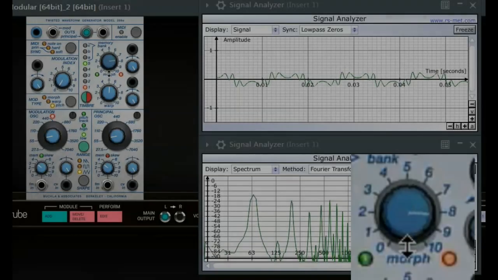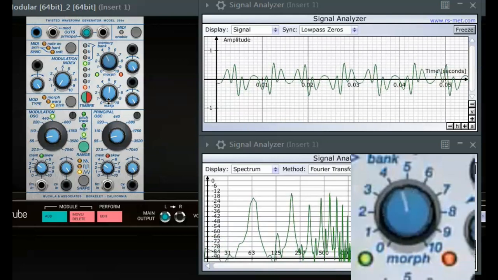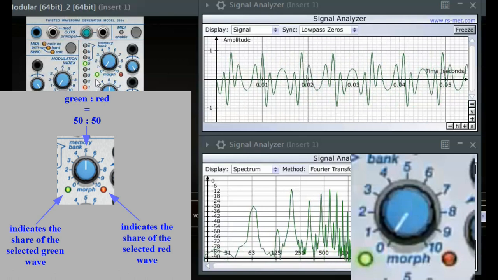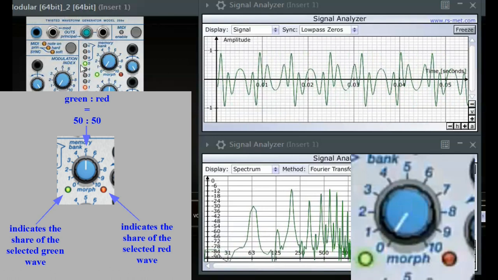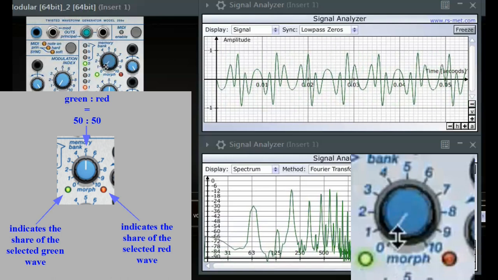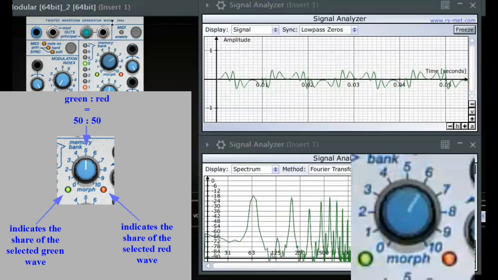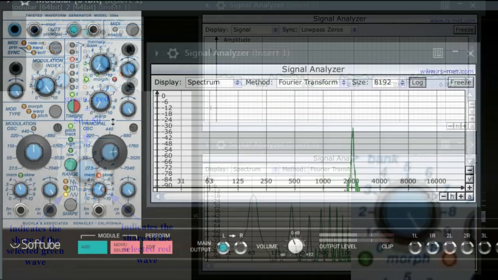Let's look at the upper big knob called Morph. This knob has got two more LEDs, a green one down at the left and a red one down at the right side. These two LEDs indicate which group of waves is active.